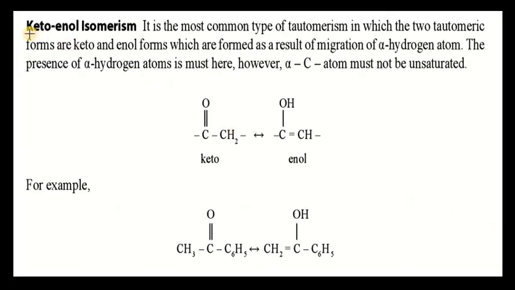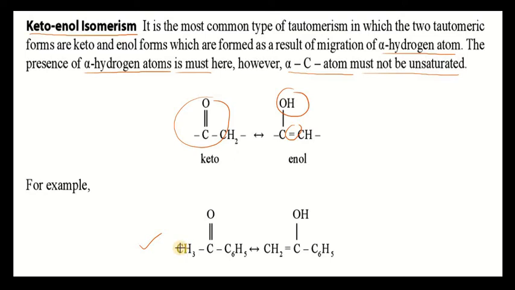What is keto-enol isomerism? It is the most common type of tautomerism, in which the two tautomeric forms are keto and enol forms, which are formed as a result of migration of an alpha hydrogen atom. So the presence of alpha hydrogen atom is a must here, and the alpha carbon atoms must not be unsaturated. See here, keto means this is the ketone form. This is enol. So in this, you'll see an example here.